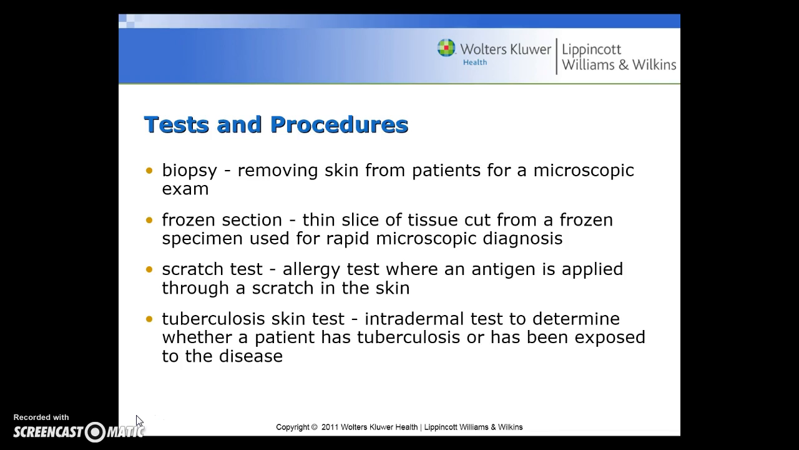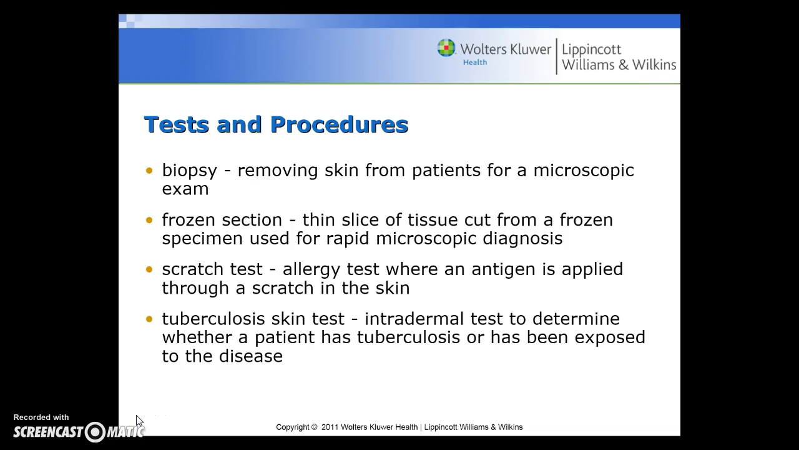So what are some common tests and procedures of the integumentary system? Often you hear of a biopsy, which is the removing of skin from a patient for a microscopic exam. A frozen section is a thin slice of tissue cut from a frozen specimen used for rapid microscopic diagnosis.